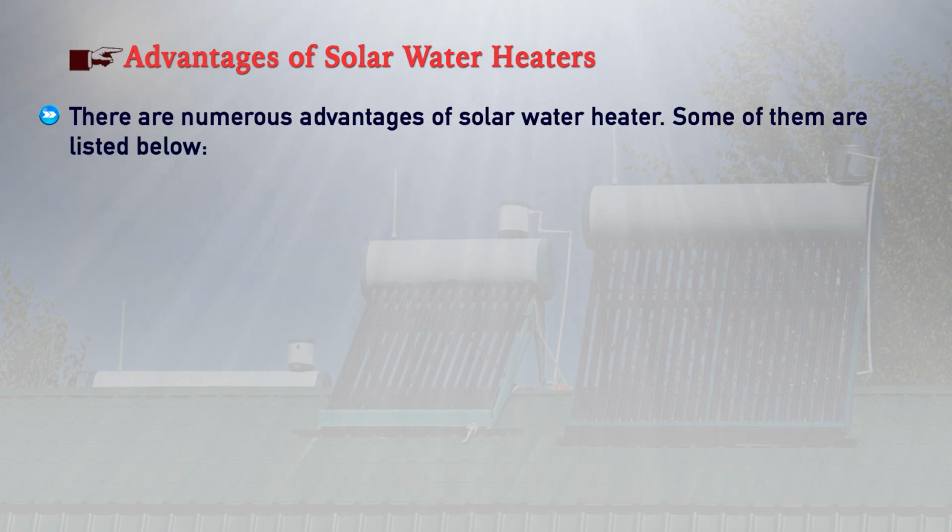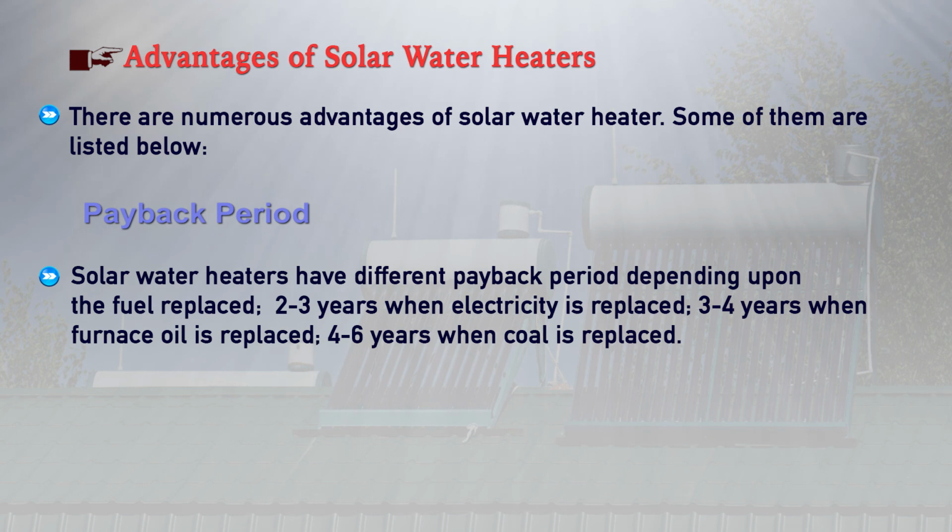Now we will discuss the advantages of the solar water heater. There are numerous advantages, some of which are listed below. First, the payback period. Solar water heaters have different payback periods depending upon the fuel replaced. It is 2 to 3 years when electricity is replaced, 3 to 4 years when furnace oil is replaced, and again 4 to 6 years when coal is replaced.